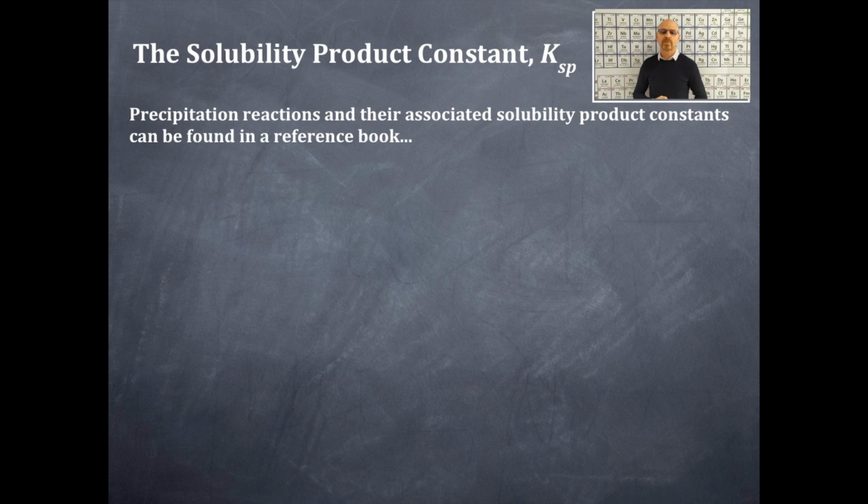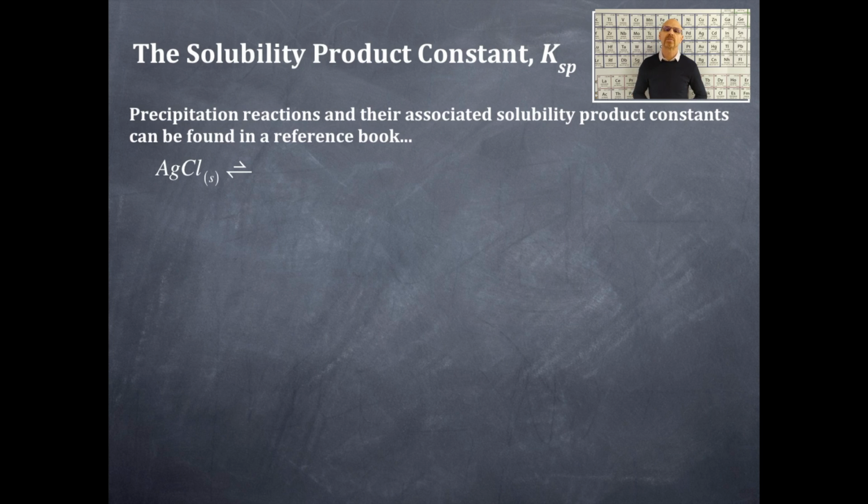Precipitation reactions and their associated solubility product constants can be found in a reference book, maybe in the appendix of your textbook or in the Handbook of Chemistry and Physics, that's the CRC. Here's an example of silver chloride. Chlorides, bromides, and iodides are soluble except for silver, mercurous, and plumbous chloride, bromide, and iodide. So this is an insoluble precipitate.